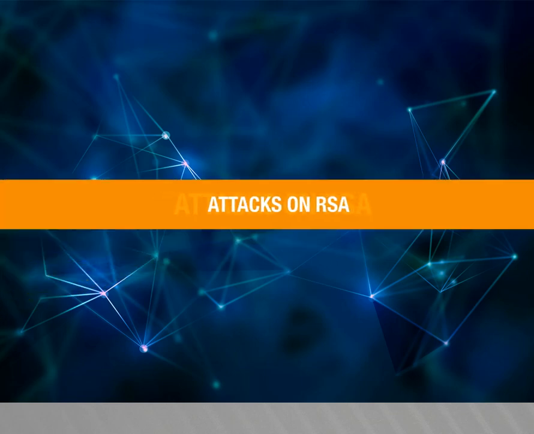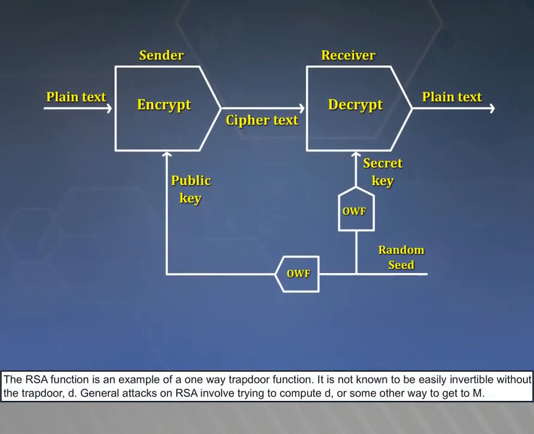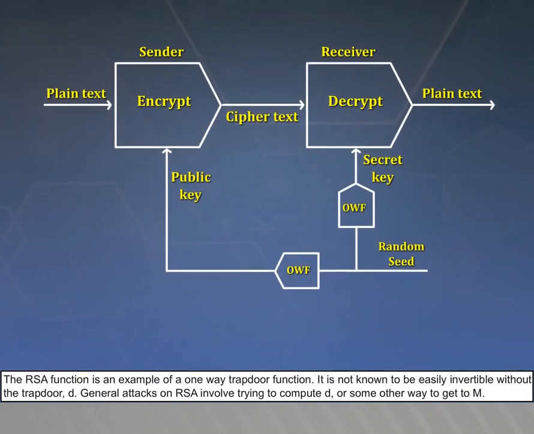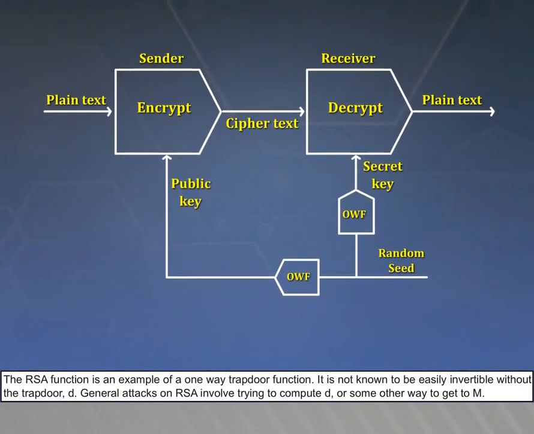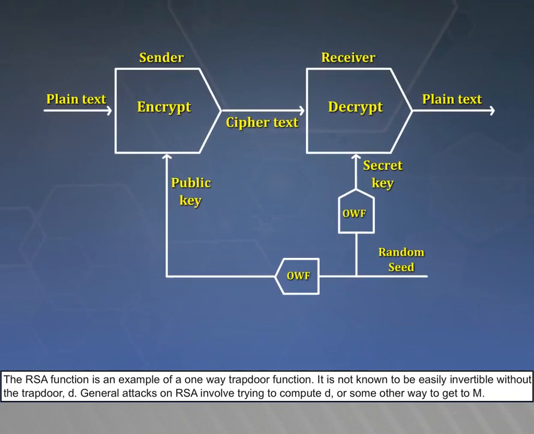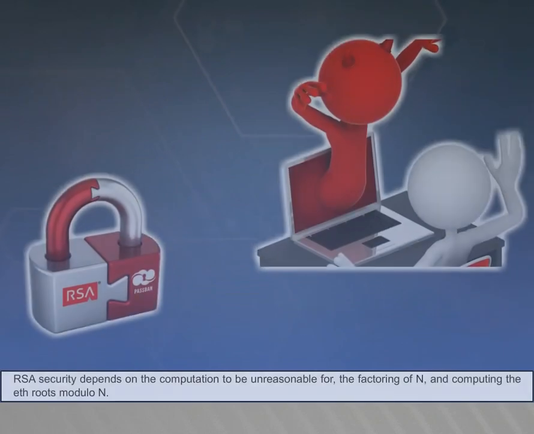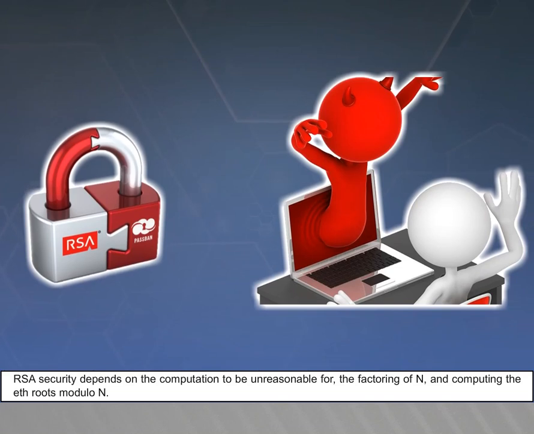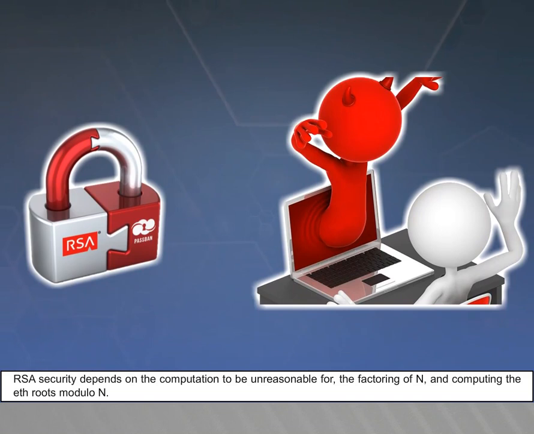Attacks on RSA. In this video, we are going to see about attacks on RSA. The RSA function is an example of a one-way trapdoor function. It is not known to be easily invertible without the trapdoor d. General attacks on RSA involve trying to compute d or some other way to get to m. RSA security depends on the computation being unreasonable for the factoring of n and computing the e-th roots modulo n.